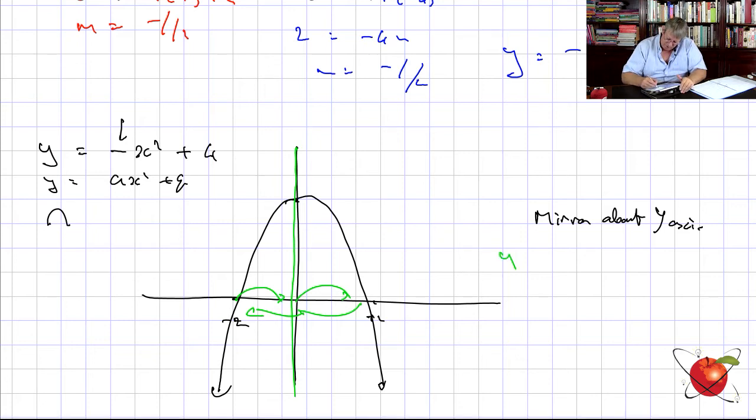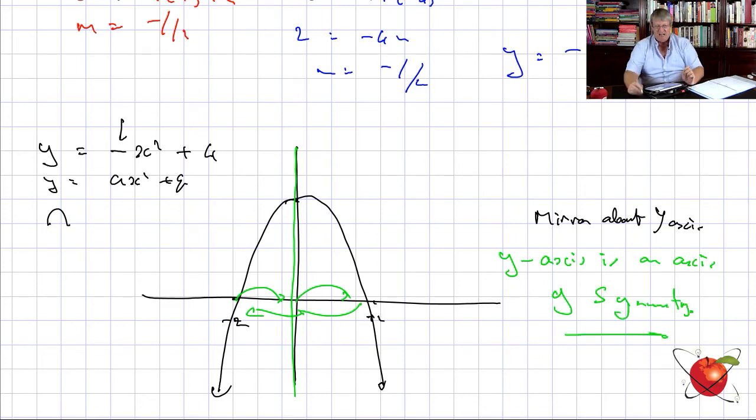Because why? The y-axis is an axis of symmetry. Okay? It's an axis of symmetry. Okay? Very simple. Now let us say, all right, let's reflect it about, and you know what's coming, let's reflect it about the x-axis, shall we?